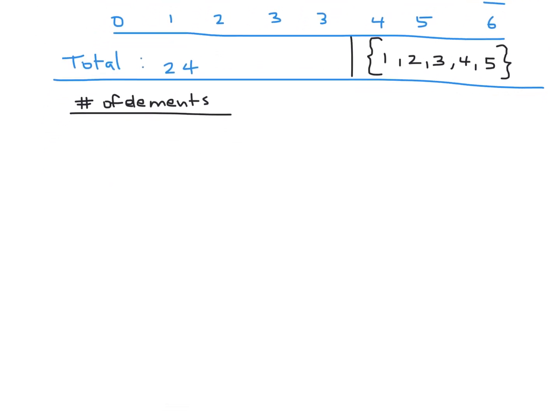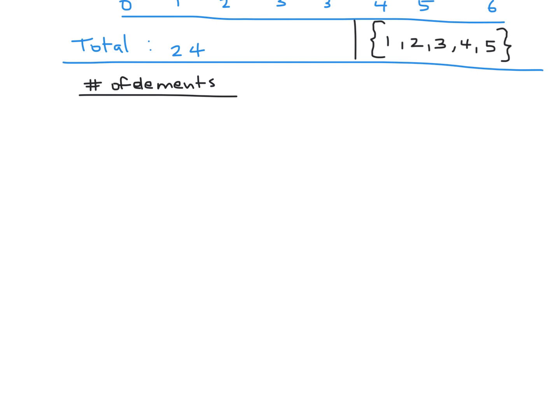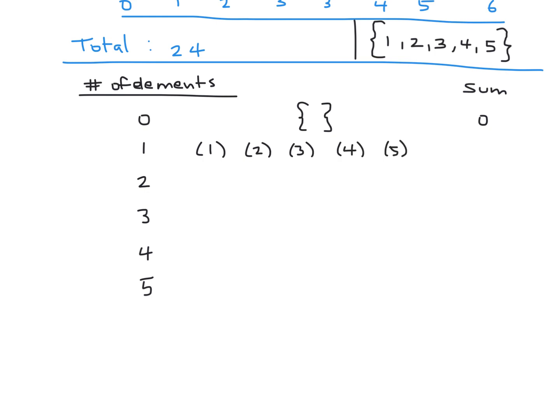Okay. If the number of elements is 0, 1, 2, 3, 4, and 5. If it's 0, that means it's just the empty set, correct? And therefore, the sum will be 0. Okay, that's pretty straightforward. If the subset has only 1, that means you have either a 1, a 2, a 3, a 4, or a 5, those kinds of guys. And the sum there is 15, the sum of all these guys, the sum of the subsets.